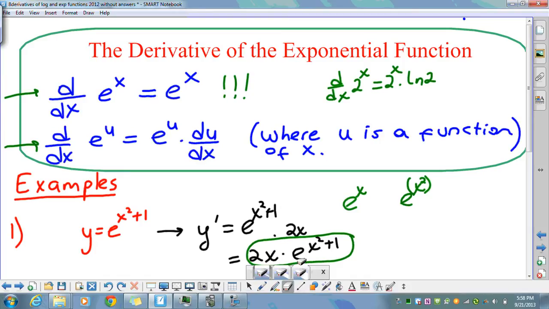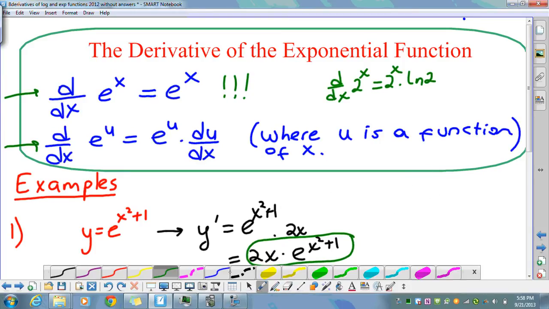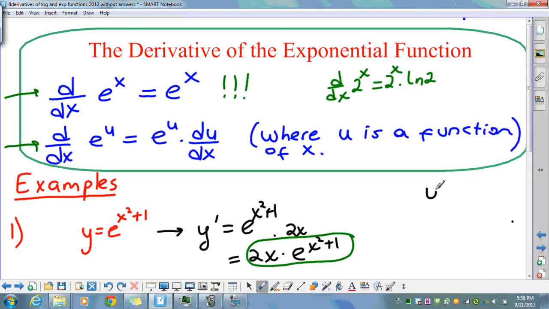Notice how this is different than the regular power rule. The regular power rule we had seen previously was something like, if you have u to the n, the derivative is n times u to the n minus 1, and then you could have times u prime if u is a function of x. Here we don't do that. We don't subtract 1 from the power because it's very different.